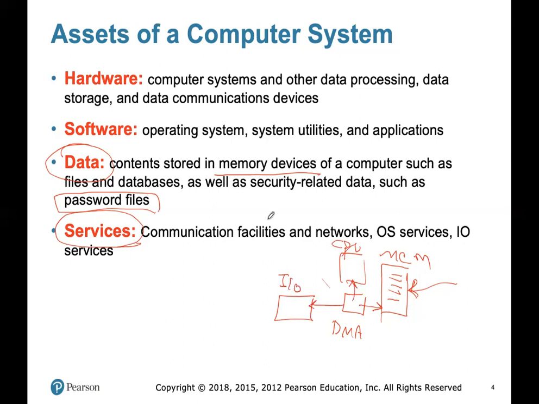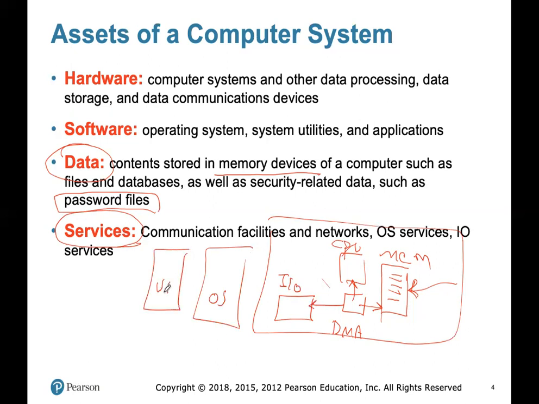This is in fact a type of service that DMA offers to the CPU and through the CPU to the whole system. Of course, after this, you have the operating system, and next to the operating system is a user. We may not directly use the DMA, but there are some services defined at the operating system level, and those services work with DMA. So we call all of them services, which are important to us.